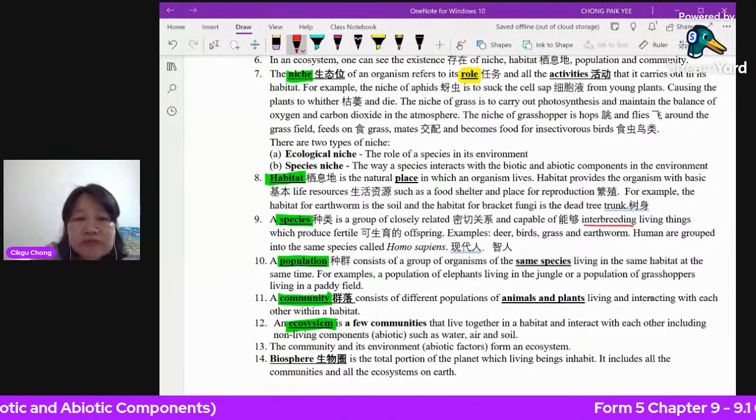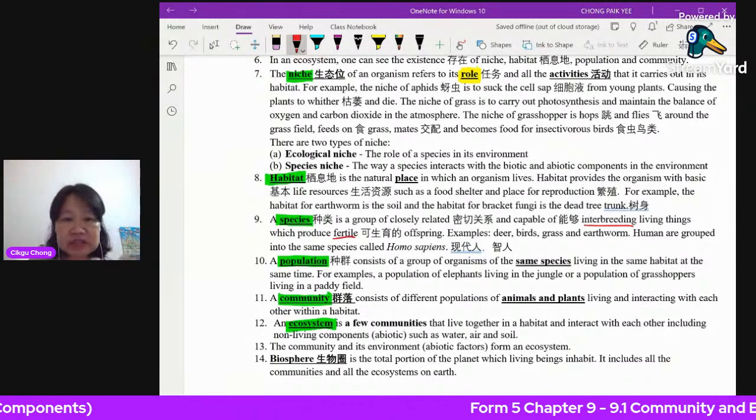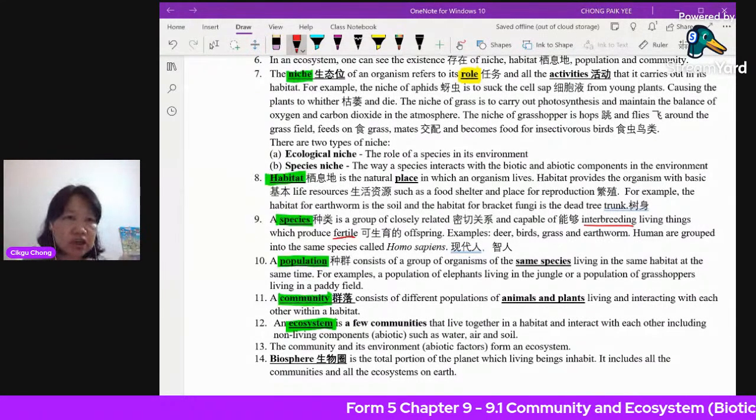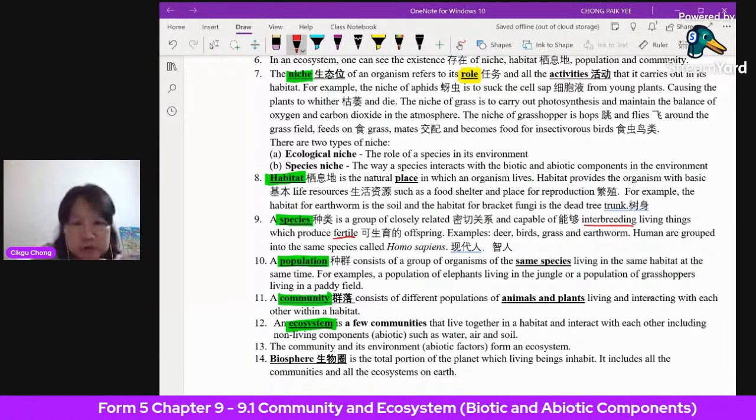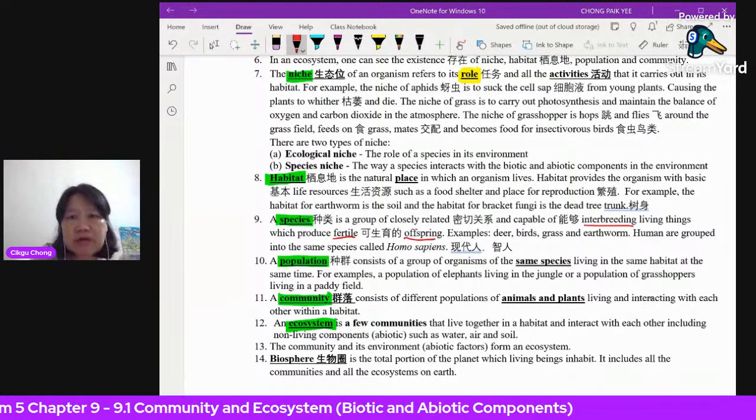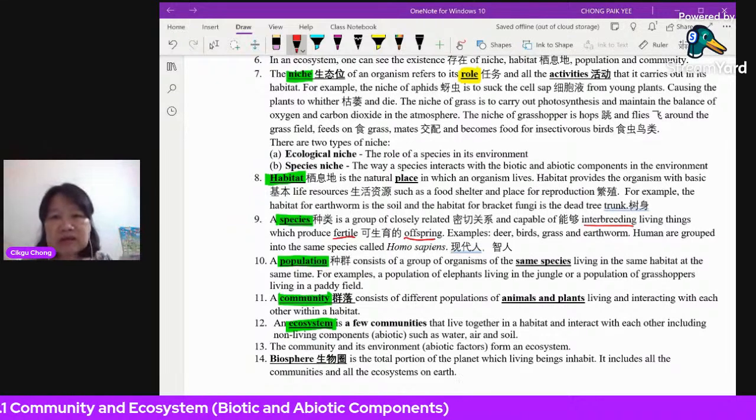They will produce fertile offspring. I see the word fertile. That means the next generation is able to produce further offspring. So for example, deer and so on, and grass.